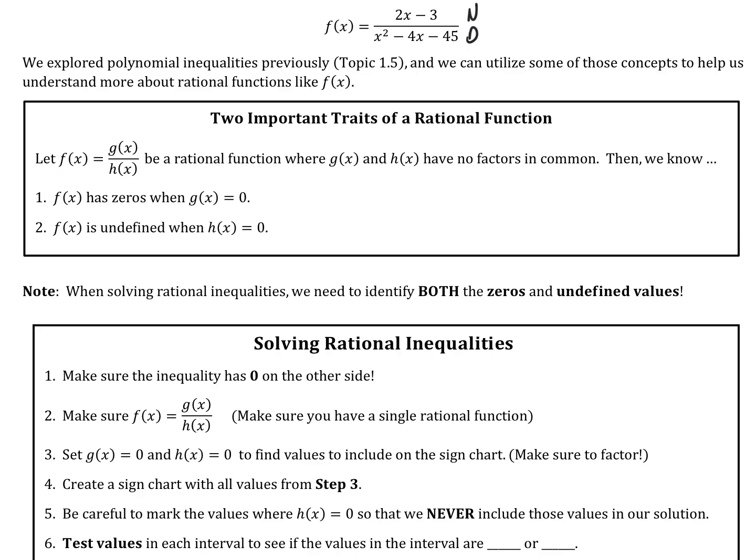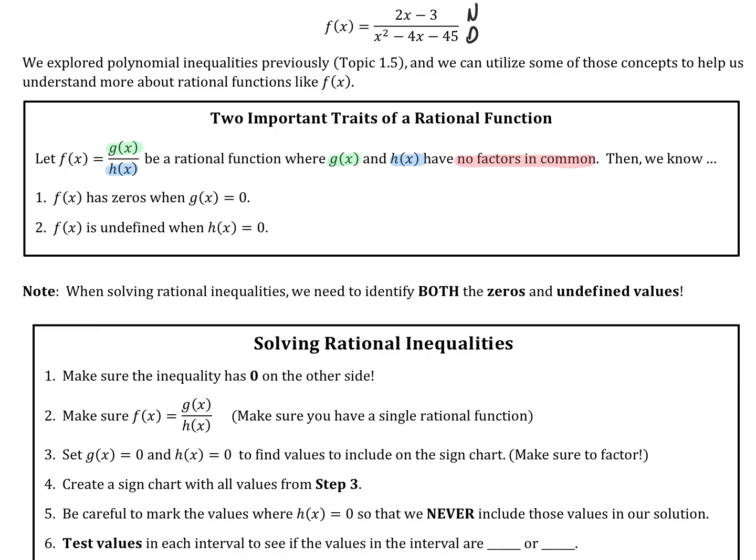Two important traits of a rational function. Let f of x equal g of x divided by h of x. g of x and h of x are respectively the numerator and the denominator. Let's assume that both of these have no common factors. Then f of x has zeros when g of x is equal to 0.